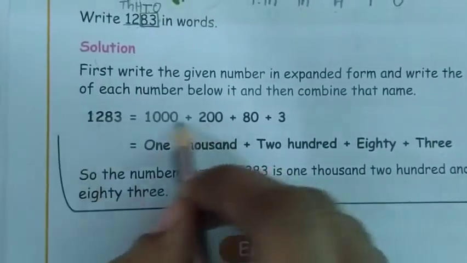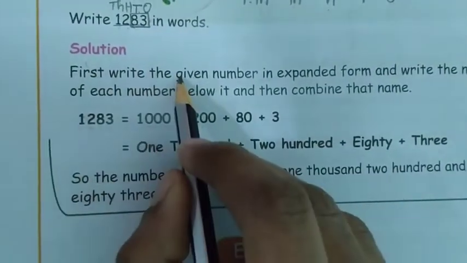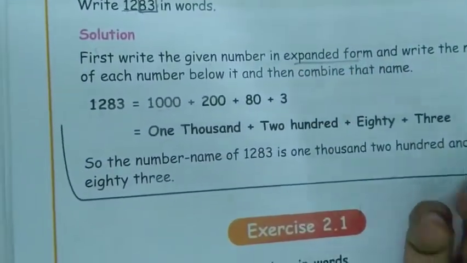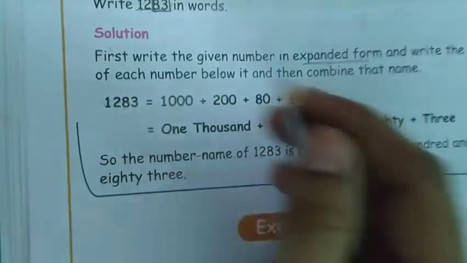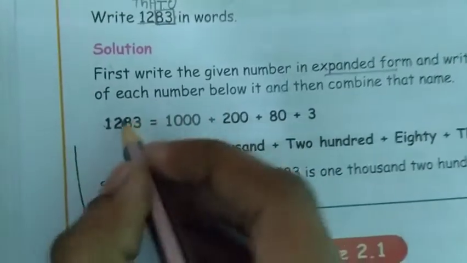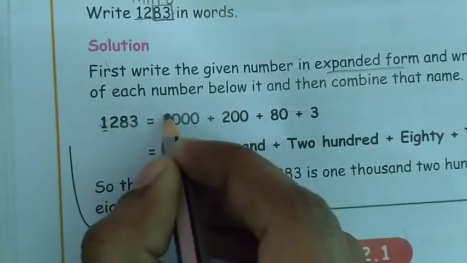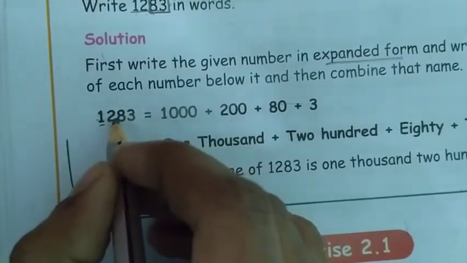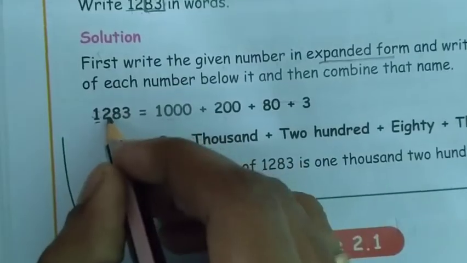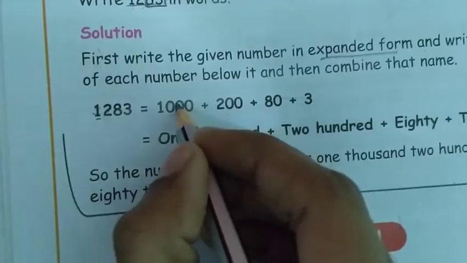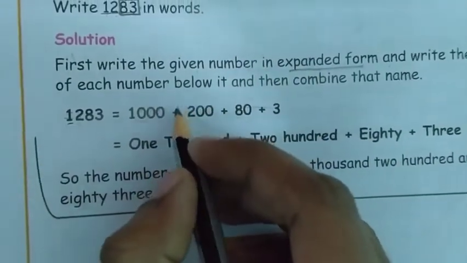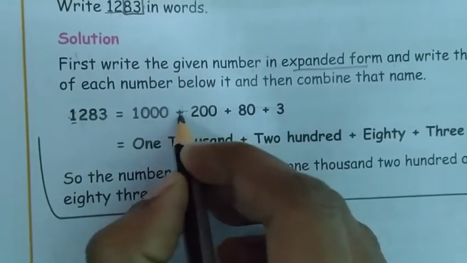First of all, we want to write the exponent form. First write the given number in exponent form. How can we write the exponent form? This is the question: 1283 equals. What is the first digit? 1. So put the 1. After the 1, how many digits are there? 1, 2, 3. 3 digits, so we put 3 zeros. And then in exponent form we put the plus symbol.